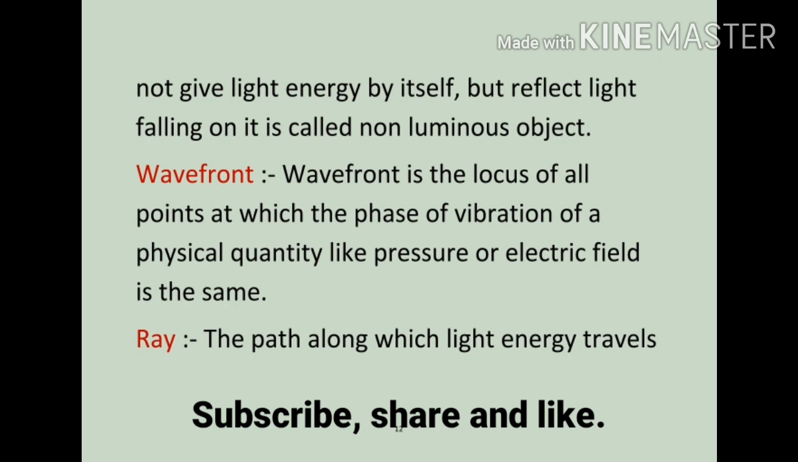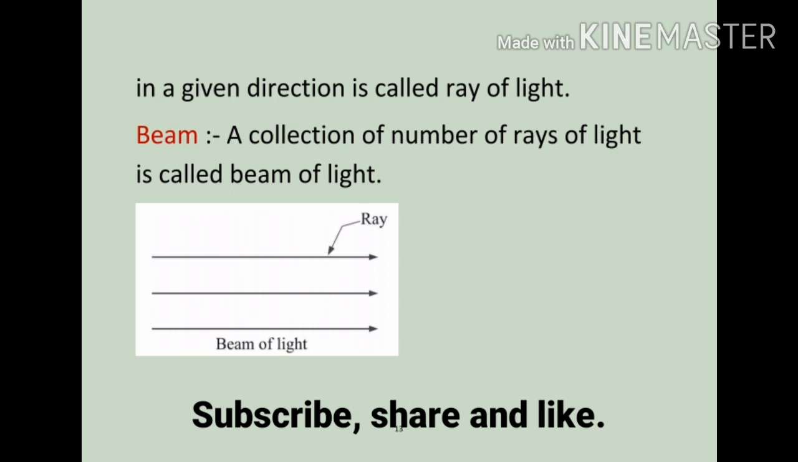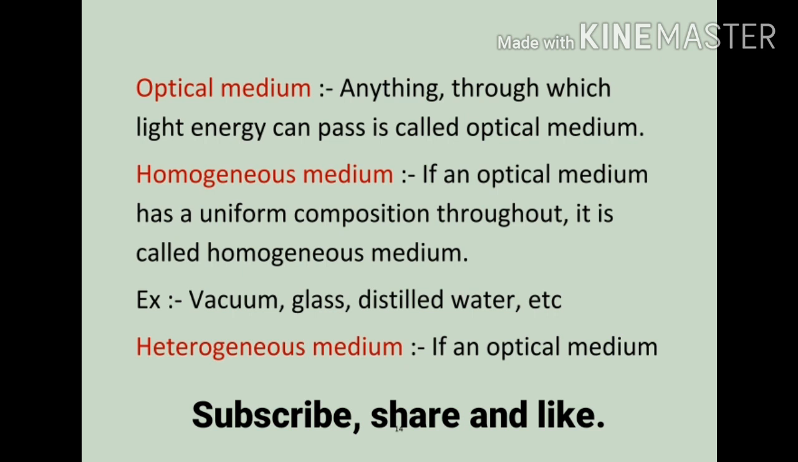Next is a ray. The path along which light energy travels in a given direction is called a ray of light. Next, beam. A collection of a number of rays of light is called a beam of light. To understand the difference between a ray and a beam of light, observe the diagram. And next, optical medium. Anything through which light energy can pass is called an optical medium. Next, homogeneous medium.